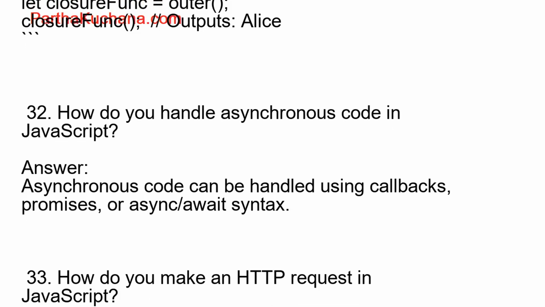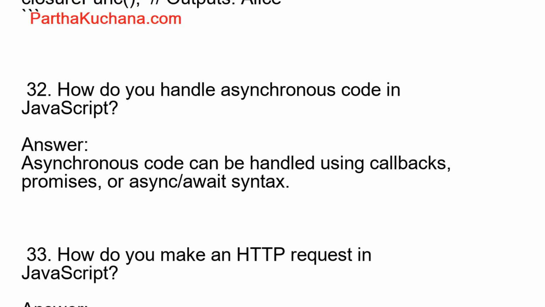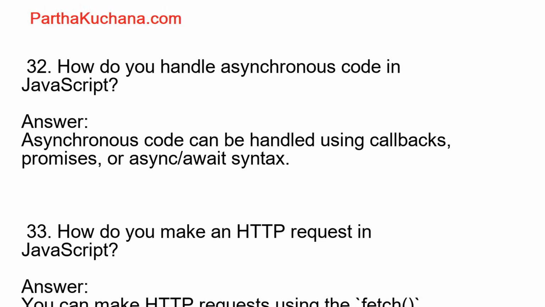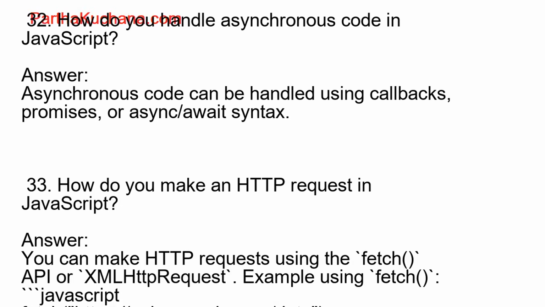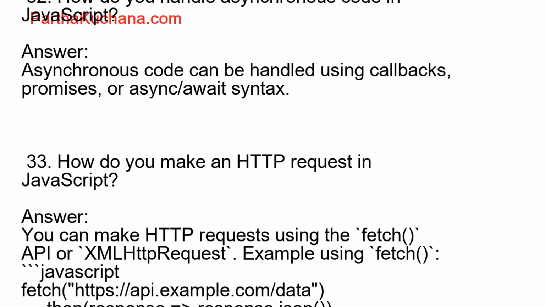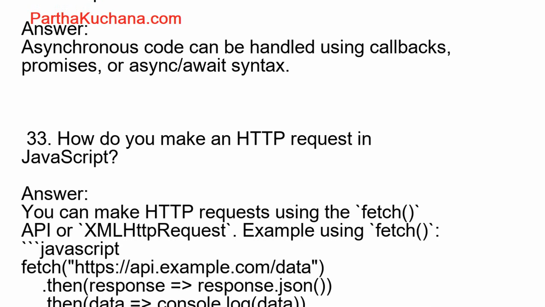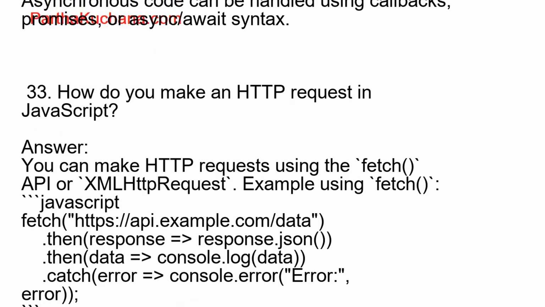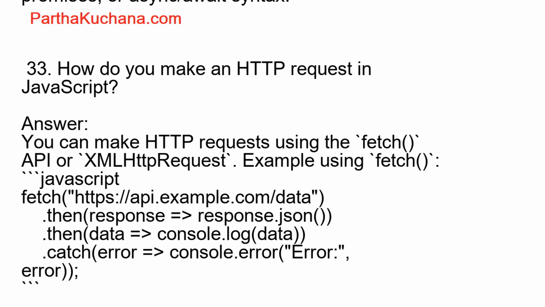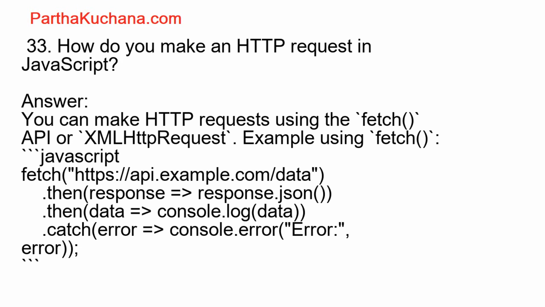34. What is the typeof operator? Answer. The typeof operator is used to check the data type of a variable. Example. JavaScript. Let name equals Alice. Console.log typeof name. // output. String.